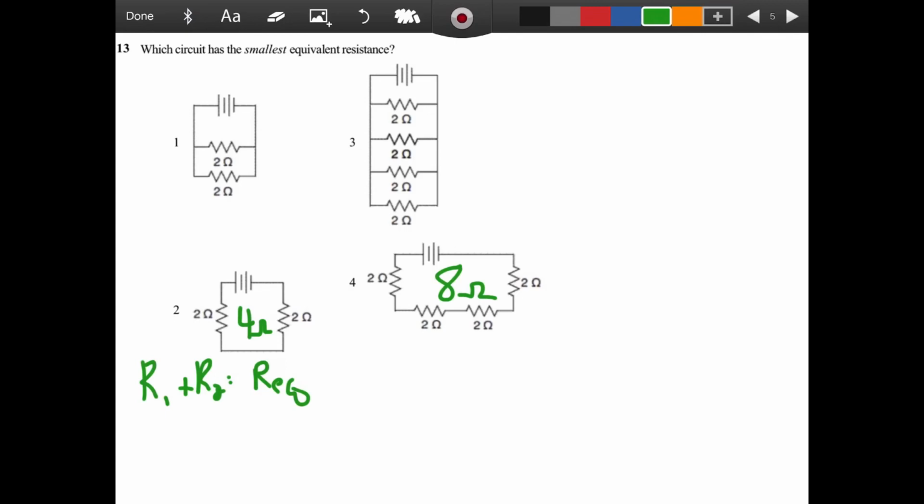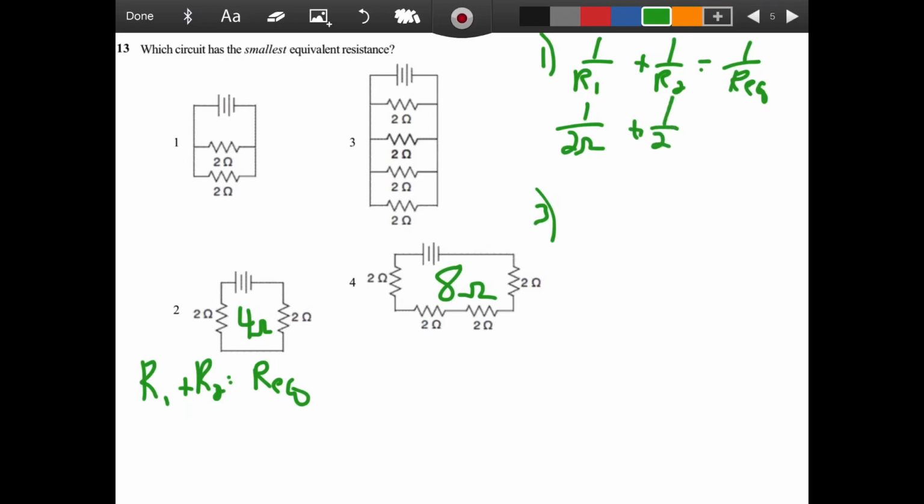Now we're on to look at choices 1 and 3. So for 1, we have 1 over R1. And again, these rules are right in your reference table. I'm just going to plug that in my calculator, and choice 1 has a resistance of 1 ohm. So I can eliminate 2 and 4 because so far 1 is the smallest resistance.